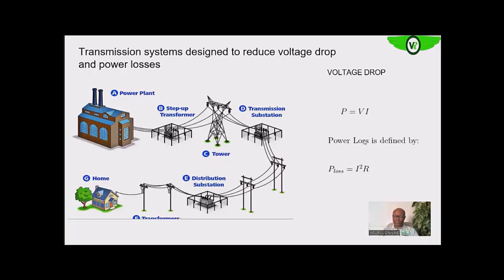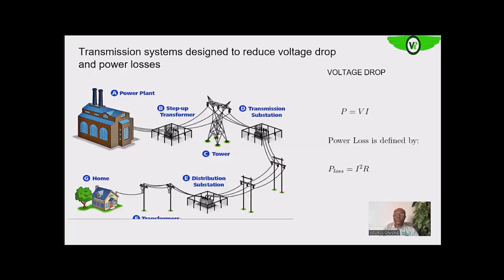So the best option is for us to increase V with the use of our transmission transformers, and then reduce that V when we get to where we actually want to use the voltage. So that is the second way, but those are the two ways that we can actually reduce the power loss and the voltage drop.